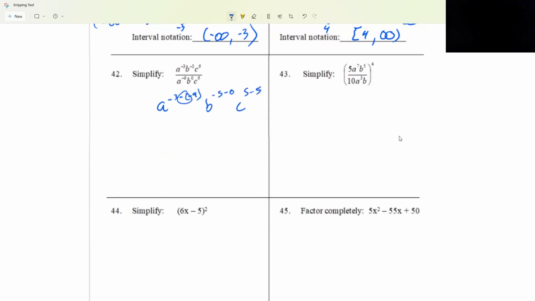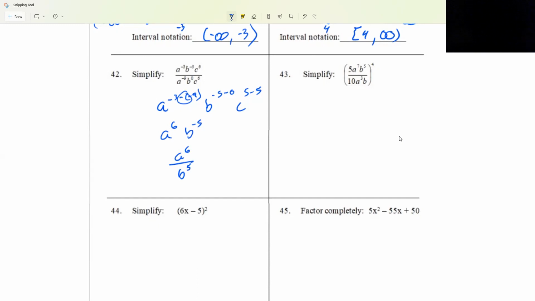That's going to be adding, so you're going to get A to the 6th. Negative 5 minus 0 is just going to be negative 5. 5 minus 5 is 0, so C to the 0 would just be 1. So it basically cancels it out. And then we want to get rid of that negative exponent. Okay, so A to the 6th over B to the 5th is going to be your answer.